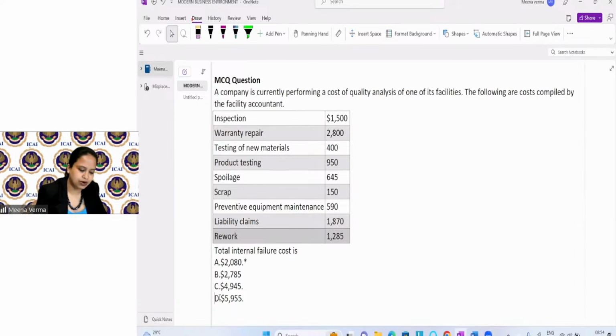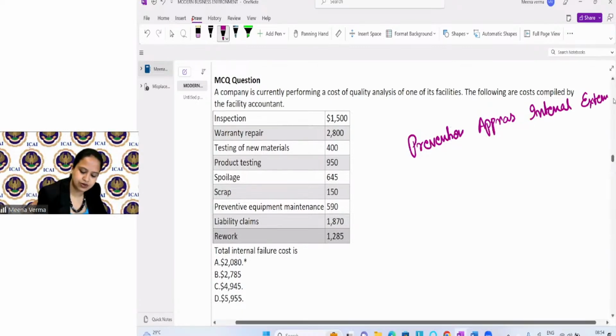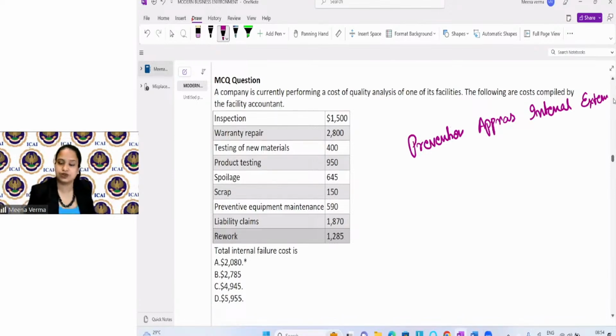We have learned about what? Prevention cost. We have learned about appraisal cost. We have learned about internal failure cost. And then we have learned about the external failure cost, right? So if you will see here, you have to identify out of them which are internal failure costs for the company. All right, solve it and tell me the answer.